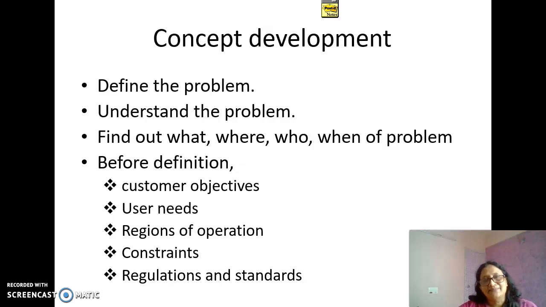Now let us see what concept development is. As I told earlier, we need to first understand the problem: what we have to design, what the requirements of the user are, how to solve those requirements. We must understand the problem basically. When we understand the problem, then and only then can we define it. So to understand the problem, we should know the what, where, who and when of the problem. And the answers to all these questions give user needs, customer objectives, regions of operation, constraints, regulations and standards.